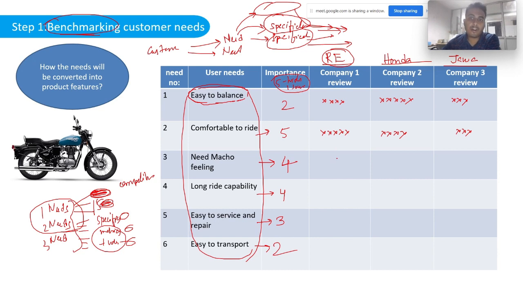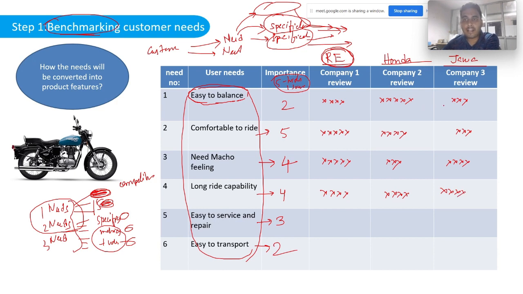Macho feeling, now you are talking about the sound or the stance. Many people think Royal Enfield is still capturing the market in a unique way. It is still the market leader, so many people will give 5 star. Probably Java they will give 4 star, and then Honda 3 star. Long ride capability, all are the same, so you can give 4 star to all.